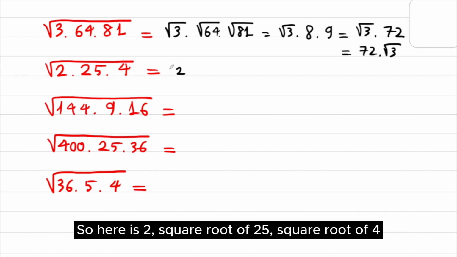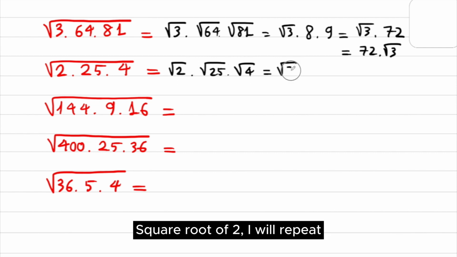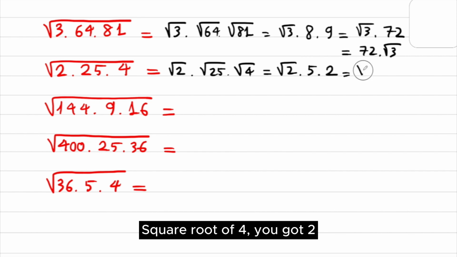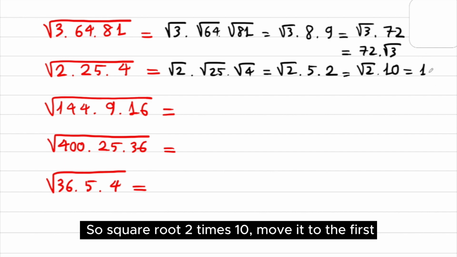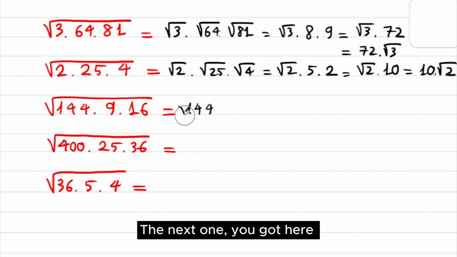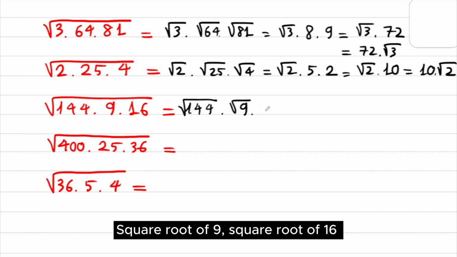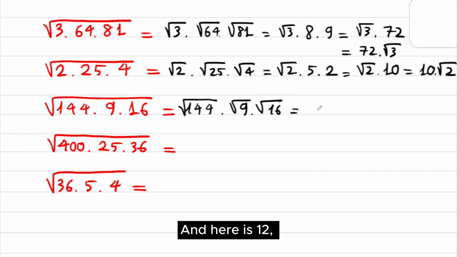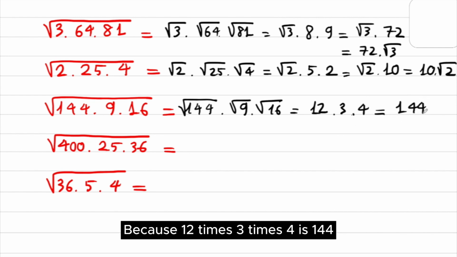Okay, so here is square root of 2, square root of 25, square root of 4, I will repeat. Square root 25 you got 5, square root of 4 you got 2. So square root 2 times 10, move it to the first, and square root 2 will be behind. The next one you got here square root of 9, square root of 16, and here is 12, here is 3, and here is 4. Okay, 144, because 12 times 3 times 4 is 144.